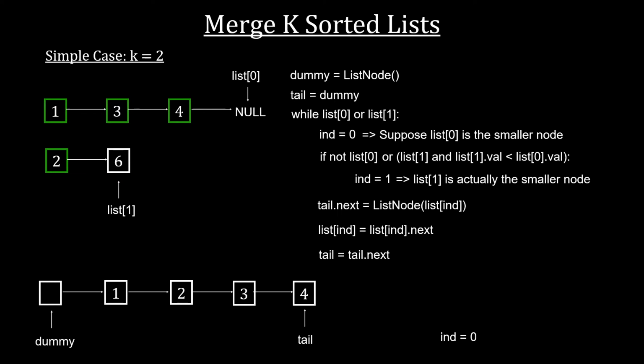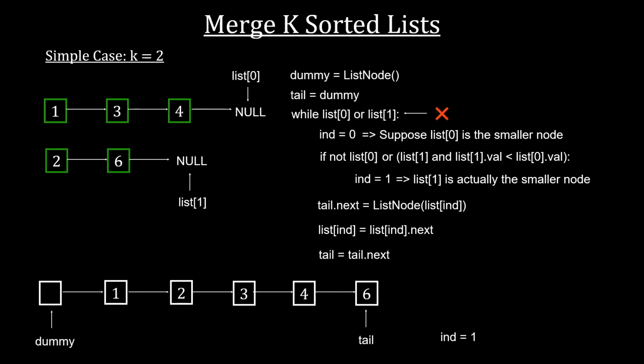And on the next step, because now list 0 is null, index will become 1. We will create a new node of value 6 and link tail to it. Then we will increment list 1, which now became null, and we will increment tail. And on the next step of the while loop, we see that both nodes are null, so the algorithm stops.